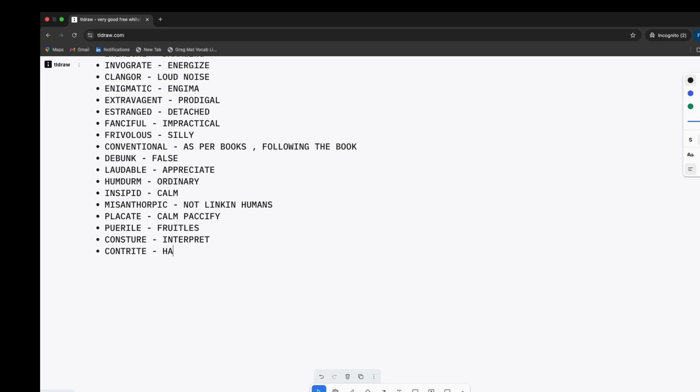Contrite comes under hate. Decorum is like you maintain the order of a room. Covet is something to possess. Craven is scared of. You are scared of. Deft at is a person who is very skilled. Desiccate is to maintain.